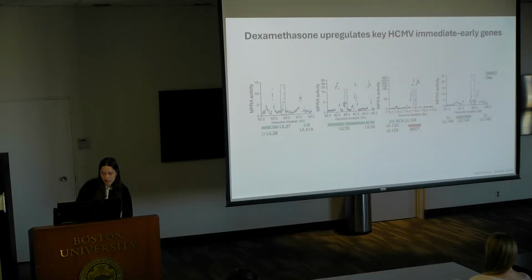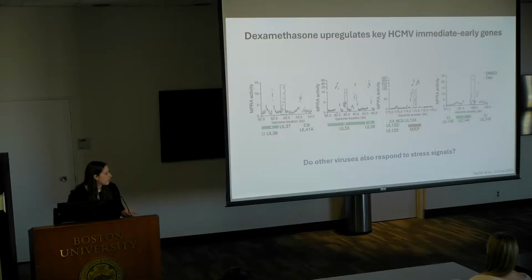We've also tested some specific hits, and we were able to recapitulate some known results. For example, the major immediate early promoter of HCMV is already known to respond to dexamethasone through a glucocorticoid response element. And we've also been able to see that the other 3 regions in this figure have glucocorticoid receptor binding sites. All of these genes are immediate early genes that we think may be involved in HCMV reactivation and latency. But the question is, do other viruses also respond to stress signals given what we've seen?